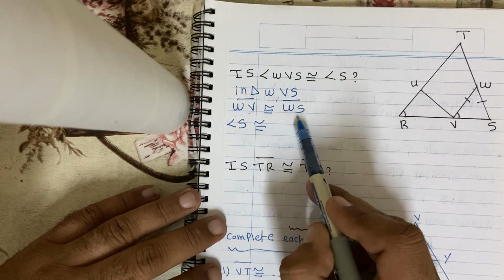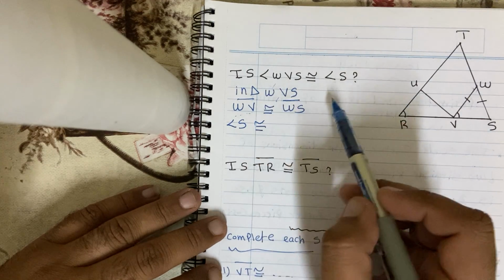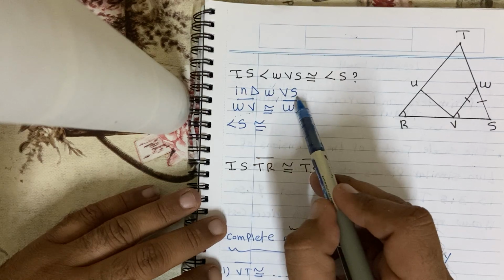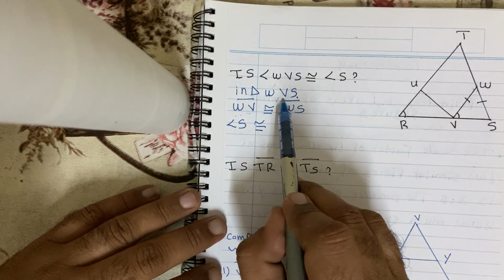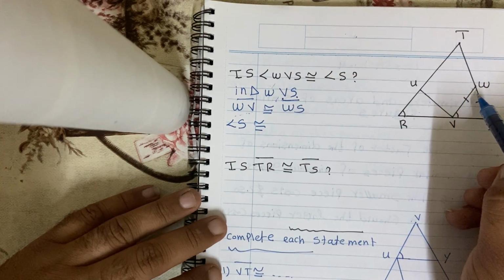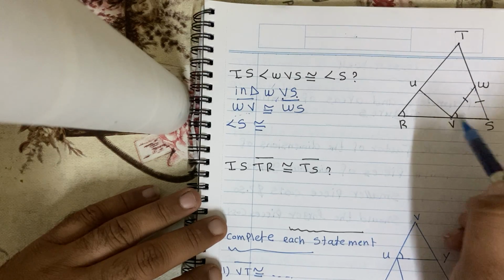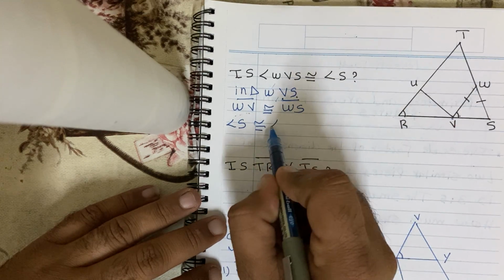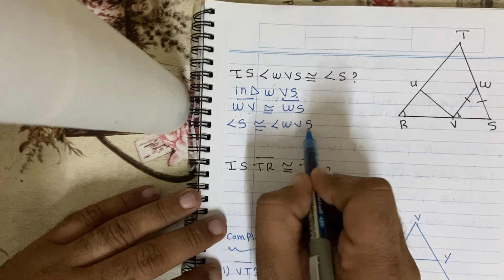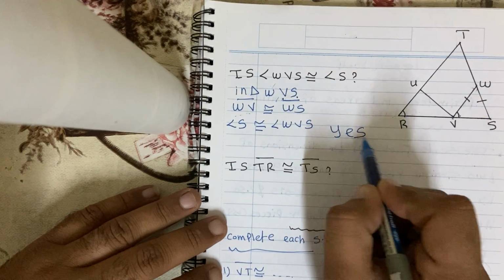What is the opposite side to WS? Cancel W and S in the triangle, you will get V. V, you have to say it like that: W, V, S, with V in the middle. So angle WVS. So yes, they are congruent.